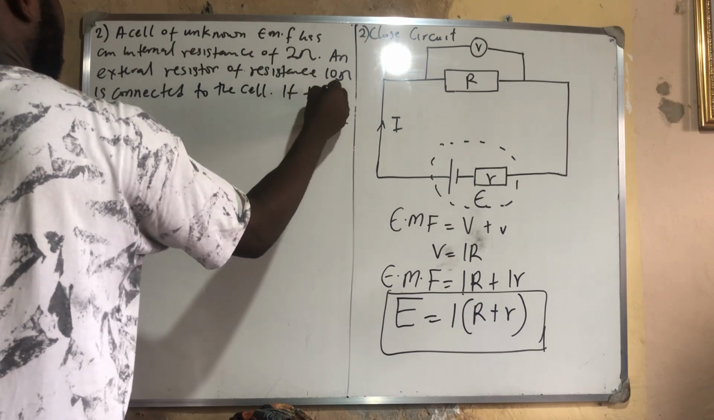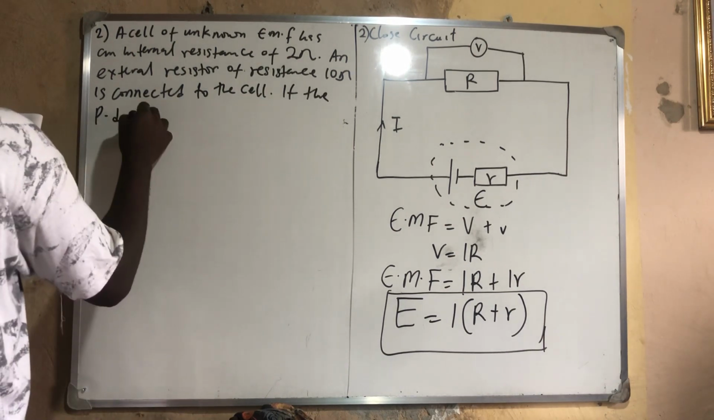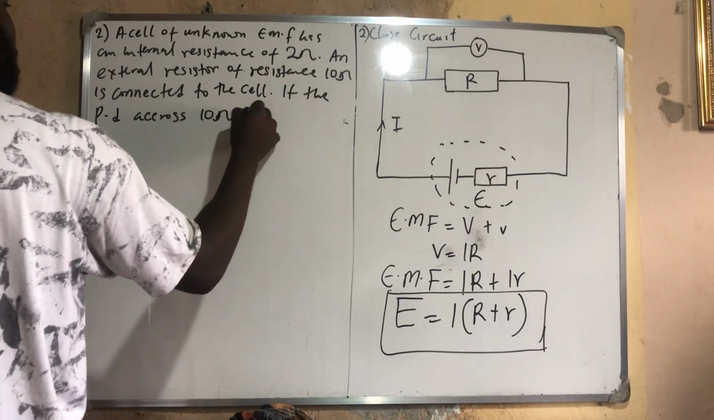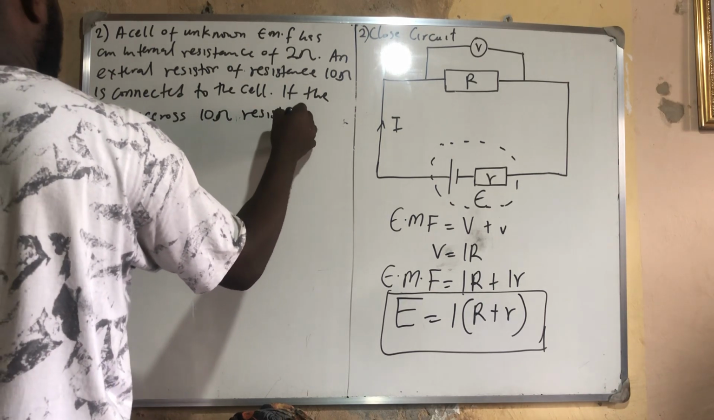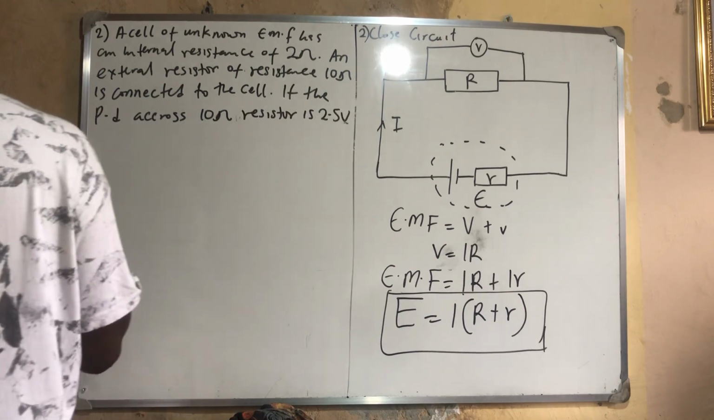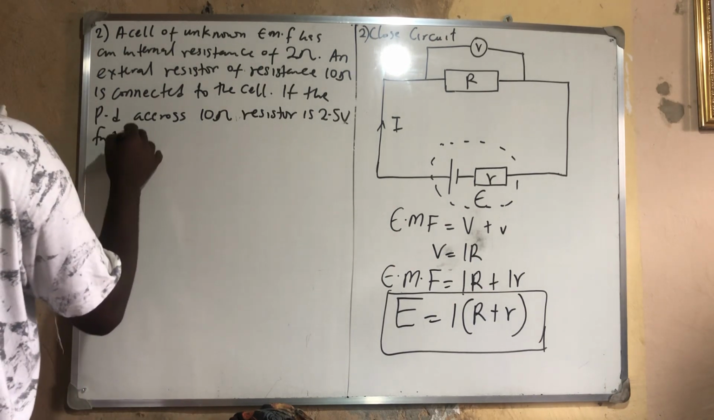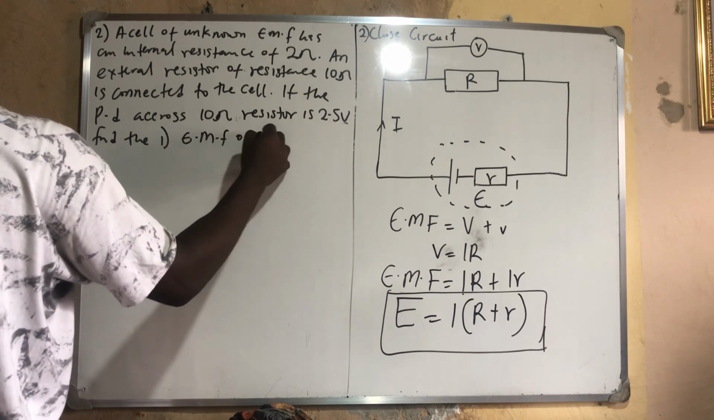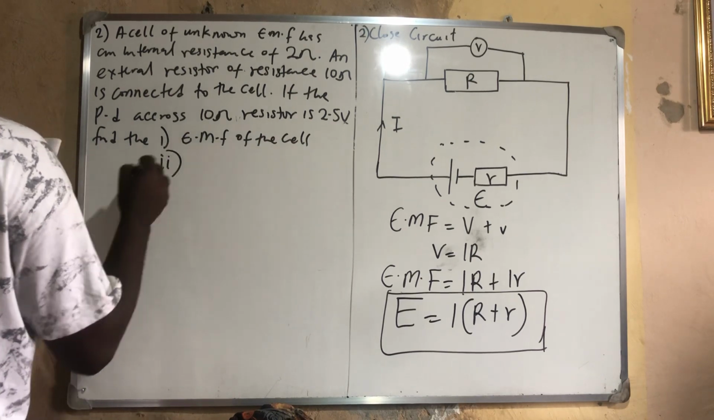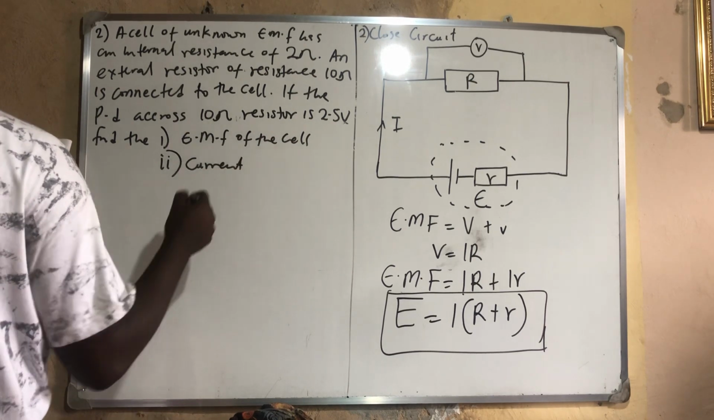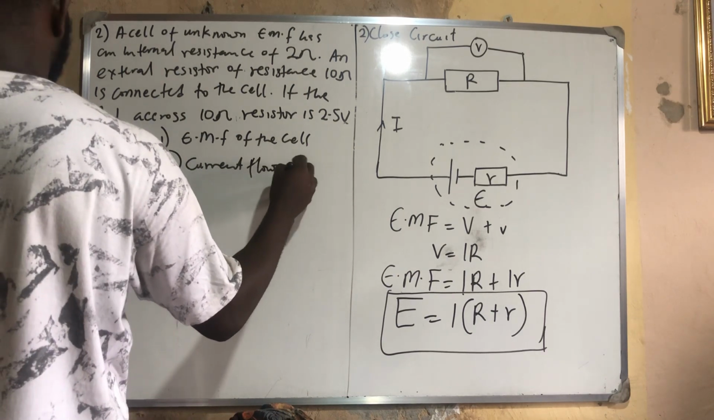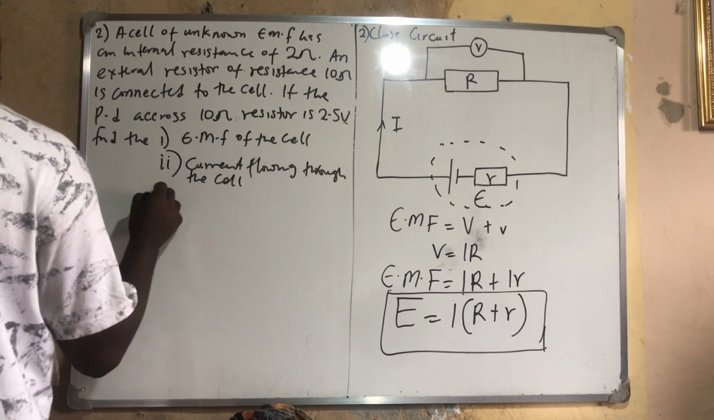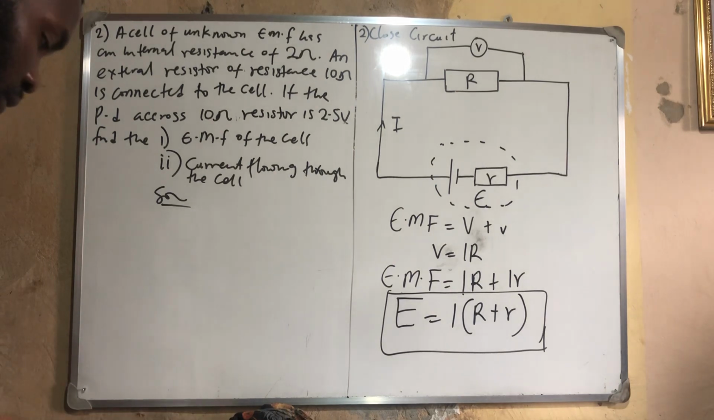Now, if the potential difference across 10 ohm resistor is 2.5 volts, then they now say find (i) the EMF of the cell, (ii) the current flowing through the cell. Solution.